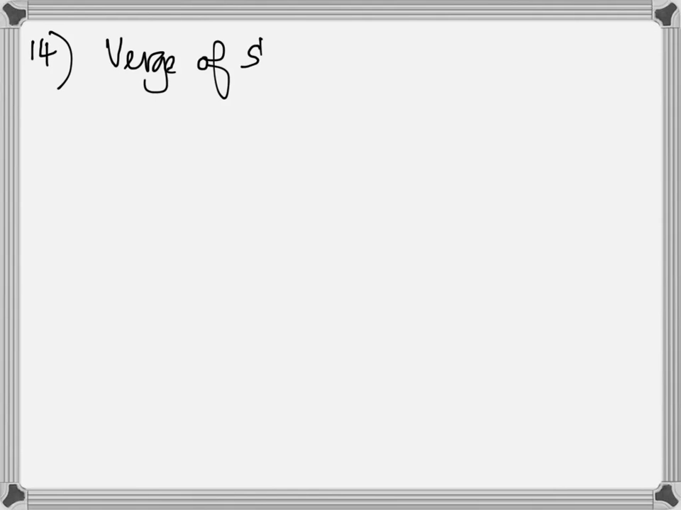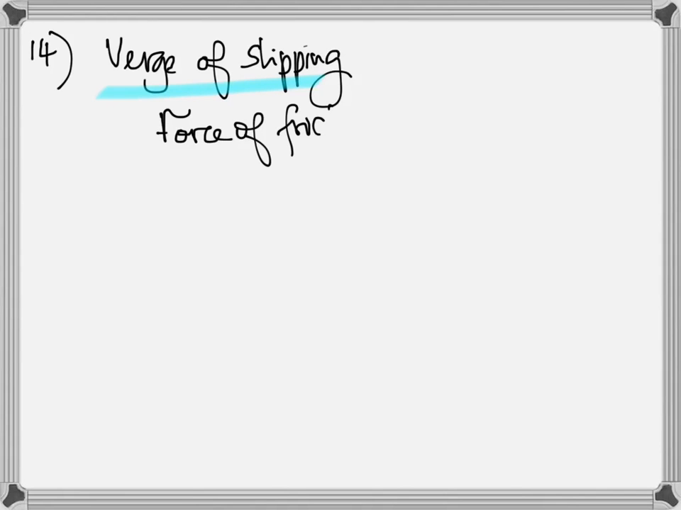Okay, I said verge of slipping means it's just balanced by friction. So we can find the force of friction. Force of friction here must be equal to the centripetal force, which must be mv squared by r, isn't it? Centripetal force.